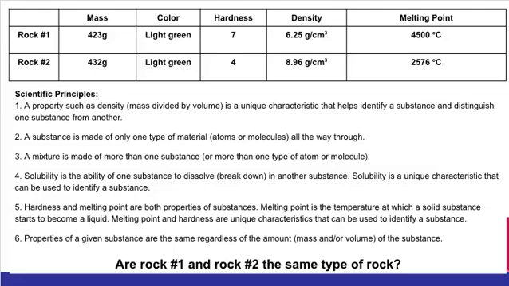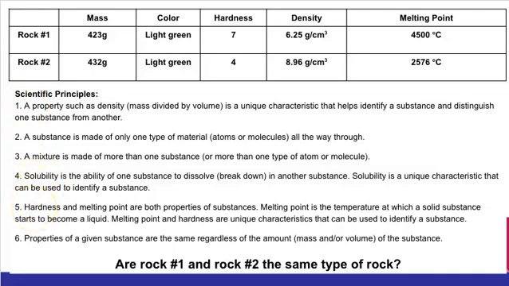So even though the mass is the same, even though the color is the same, because they have a different hardness, a different density, and different melting point, they are different types of rocks. They just both happen to be the same mass, and they both happen to be the same color. There's lots of rocks out there, and lots of rocks have different colors. So we're looking at number 1 for the scientific principles, and we're looking at number 5.